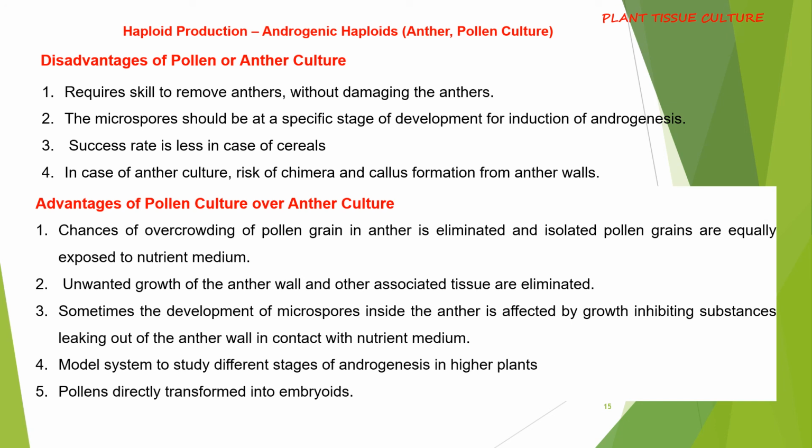The production of homozygous diploid plants from pollen culture or anther culture derived haploids can be done by colchicine treatment, endomitosis, or by fusion of pollen nuclei.